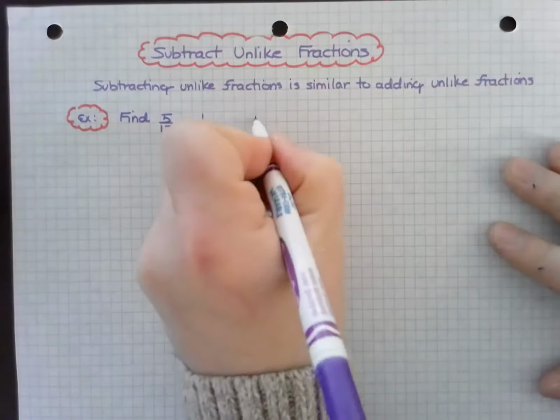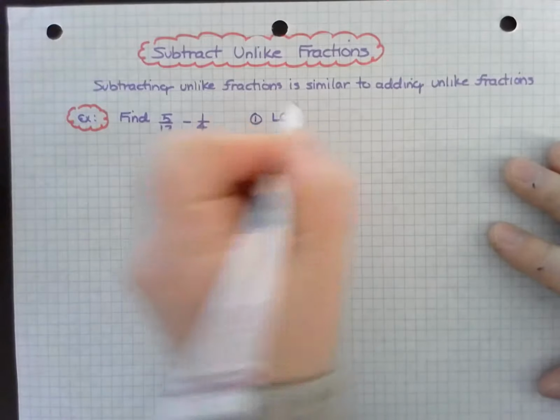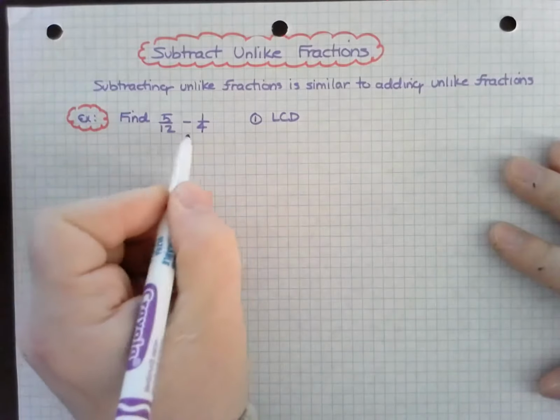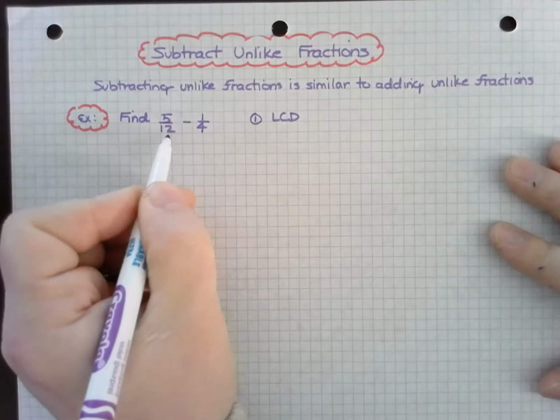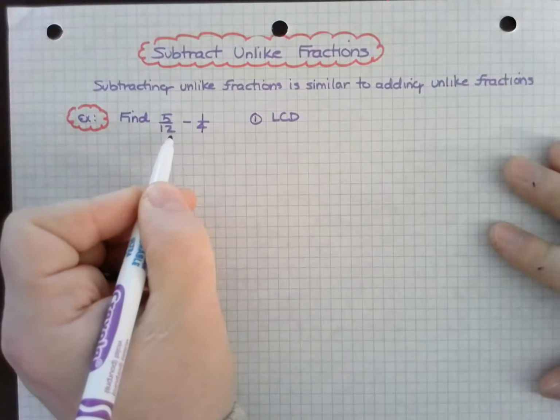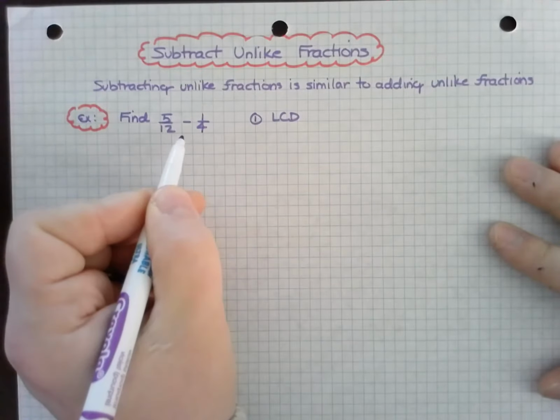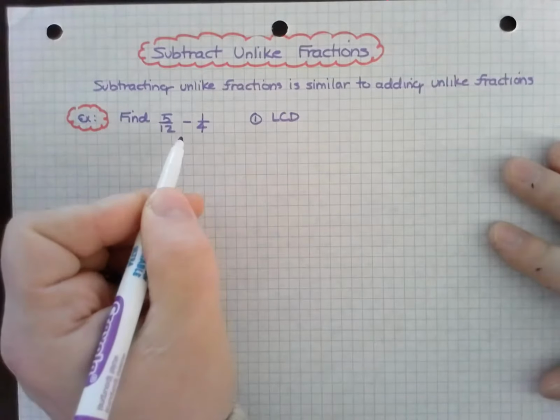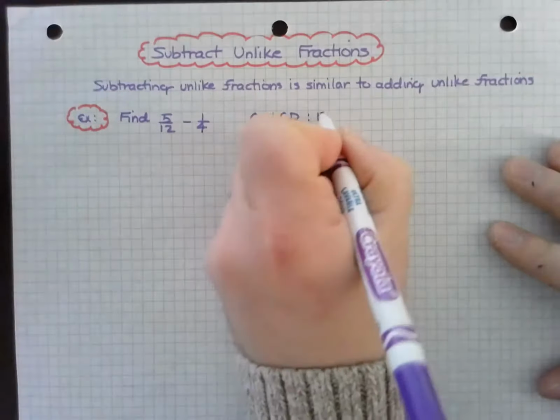So the first thing you want to do is find your least common denominator. The smallest number that both of those numbers can go into. Well, the smallest number 12 can go into is 12. So let's start there. 4 can go into 12 as well. So 12 is my least common denominator.